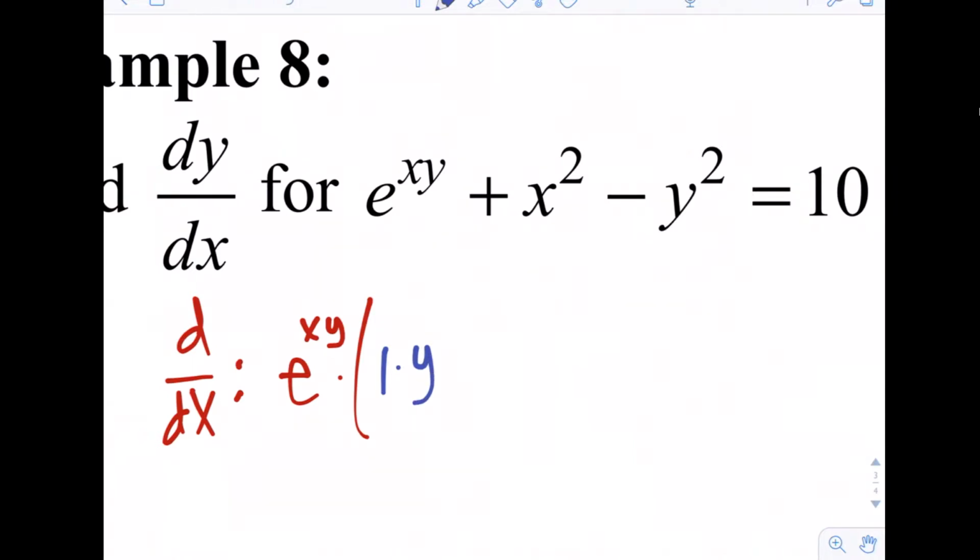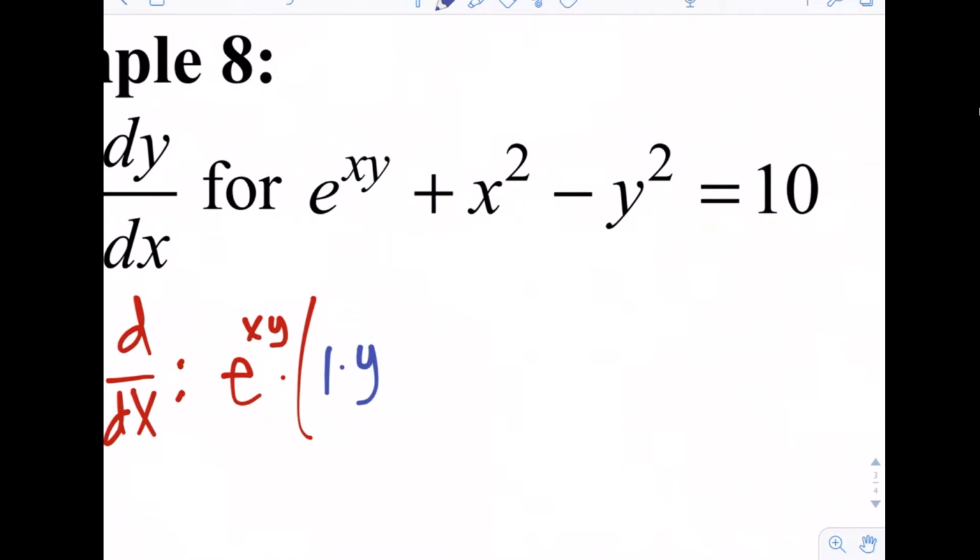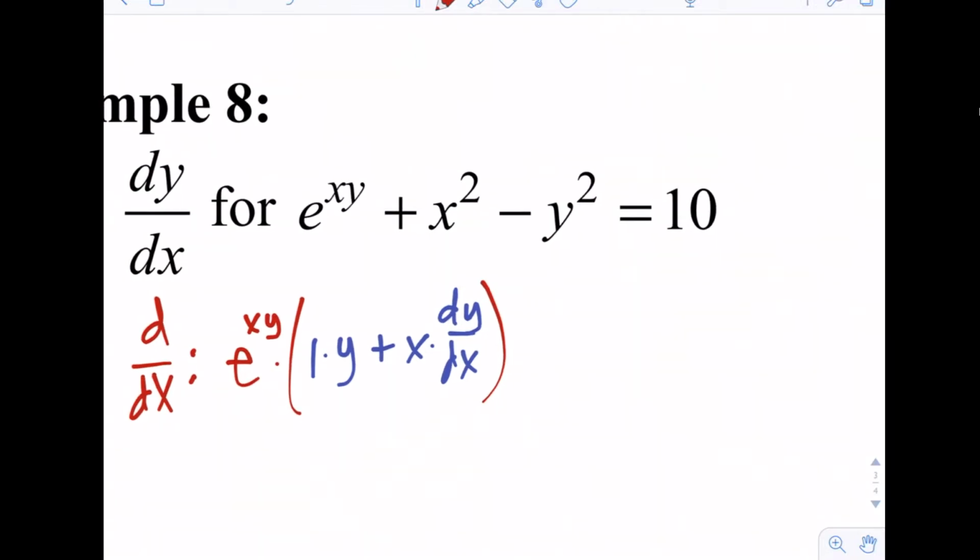Well, you could, yeah, times the natural log of the base. What's the natural log of e, though? 1. So that's the only one that you don't need to put the natural log of the base. You certainly could if you want to just be consistently thorough. So 1 times y plus x times the derivative of y with respect to x. So that takes care of the chain rule on the first term. Okay, that's this right here.